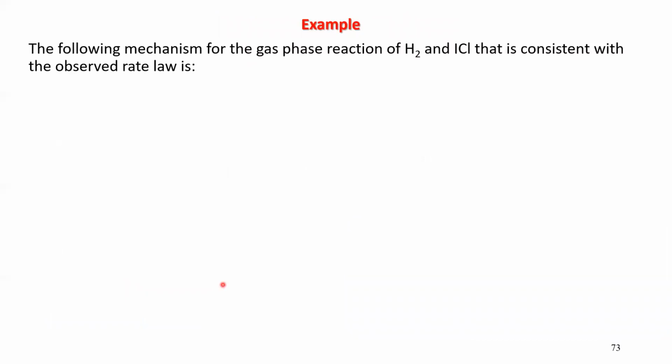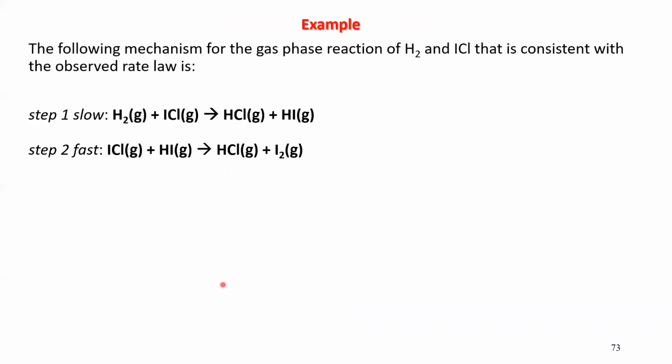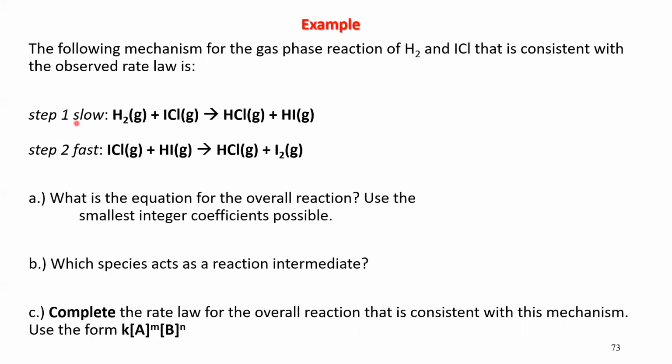So let's look at another example. Let's say that we're given this information. Again, it's not something that we can figure out, but we'd be given it and asked questions about it. So we have the first step in the reaction mechanism here. We have the second step in the reaction mechanism here, and it tells us that the first step is a slow step.